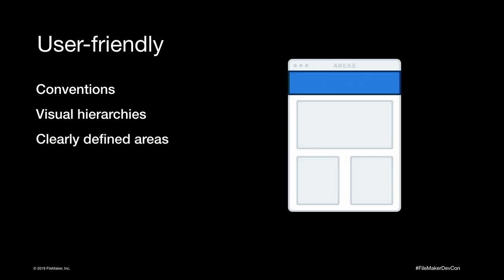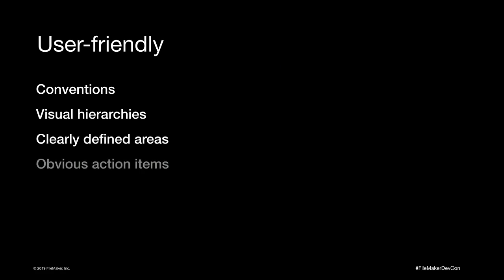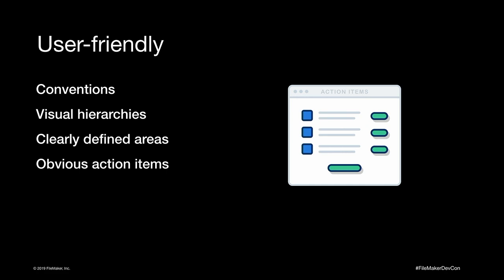The other thing is to create clearly defined areas. So your UI should always be broken up into areas and make it easy for people to find exactly what they're looking for, right? The other thing is making action items as obvious as possible. Don't let people think about things. We're talking about what is clickable, what is tappable, what can be dragged and slid and all those fun things.